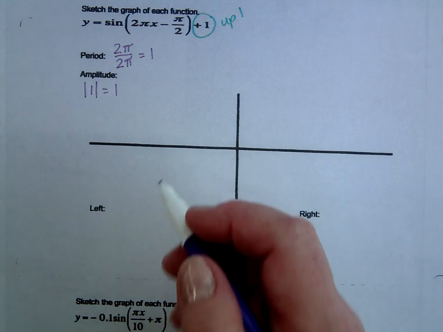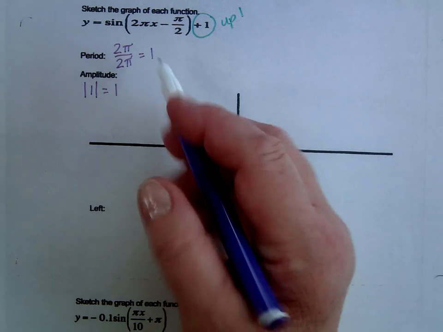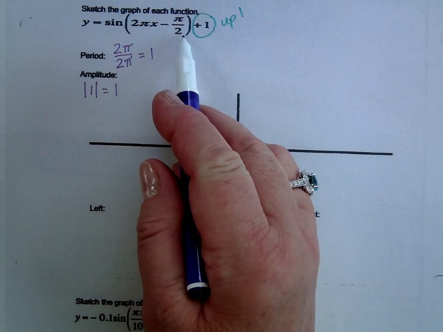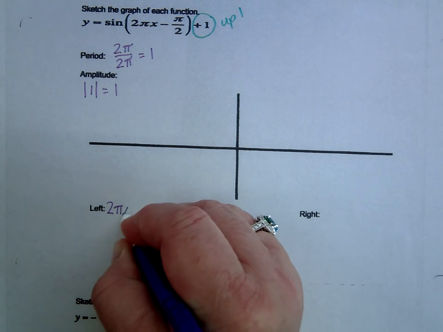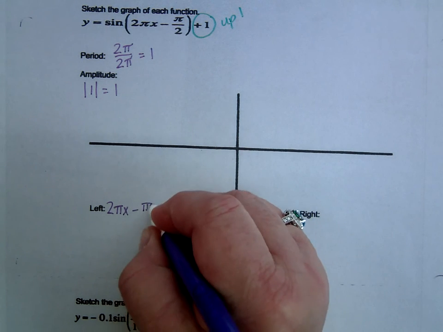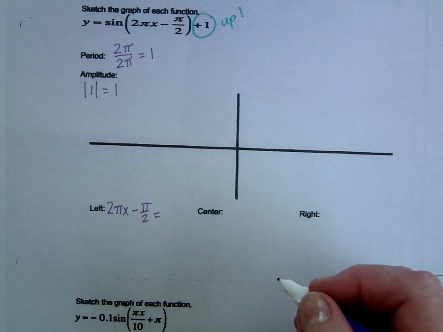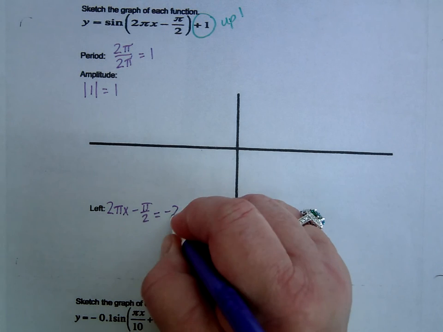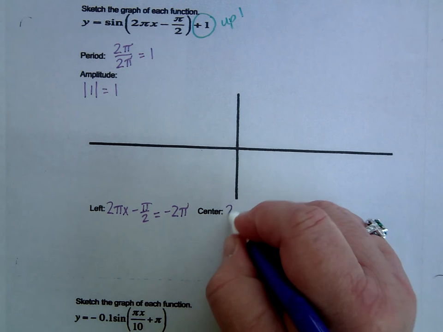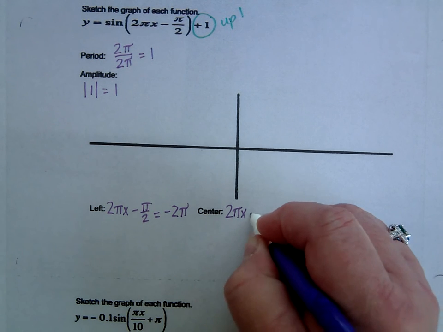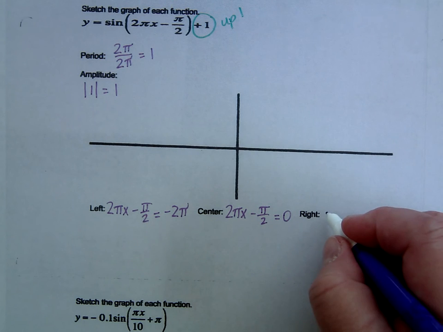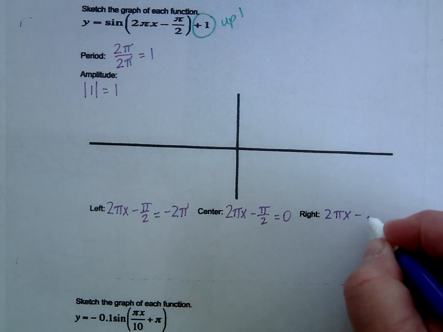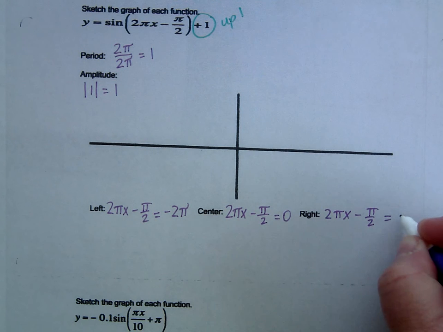And it doesn't, right? So here I go with my left. Whatever's inside the parentheses is what you put on the left here. So you're going to have 2 pi x minus pi over 2. On the left, go to your reference sheet. It's set equal to negative 2 pi. At the center, 2 pi x minus pi over 2 gets set equal to 0. And if it's on the right, 2 pi x minus pi over 2 gets set equal to positive 2 pi.